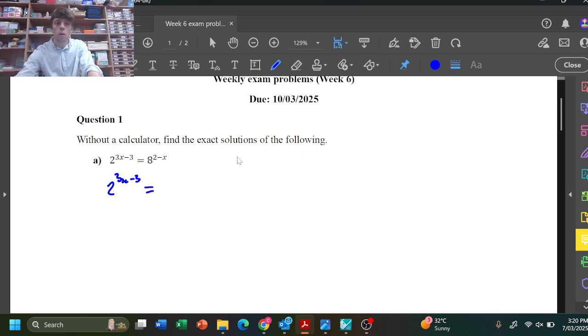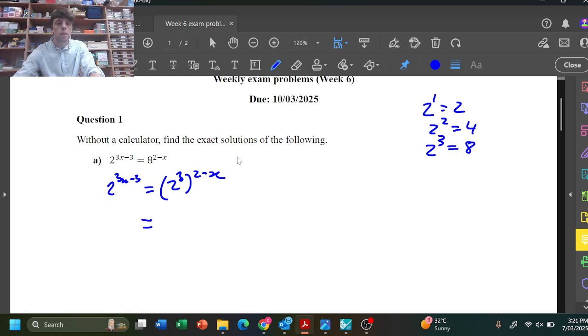And what we're going to do is revise our powers of 2. 2 to the power of 1 is 2, 2 to the power of 2, so 2 times 2, is 4. 2 to the power of 3 is 8. So we can see that 8 here is the same as 2 to the power of 3. So if we replace 8 with 2 to the power of 3, we get this expression here.